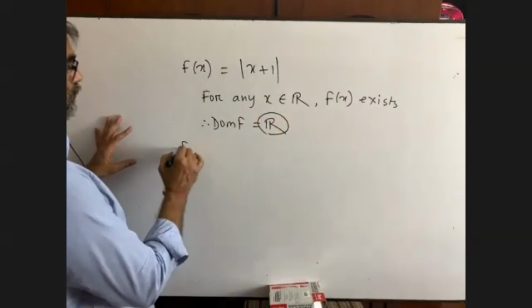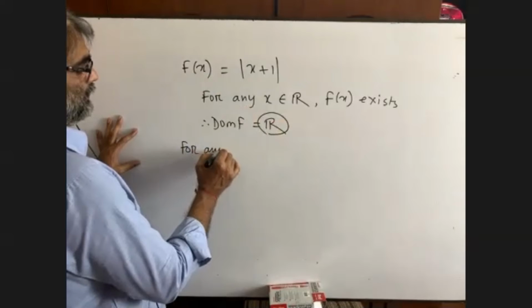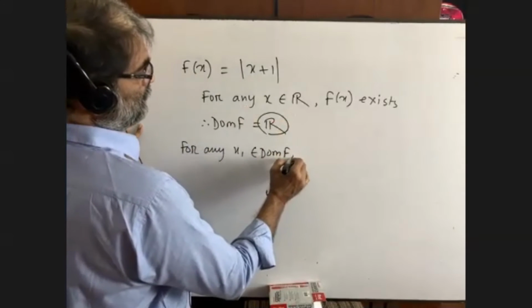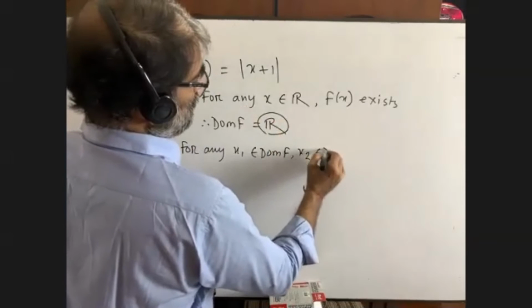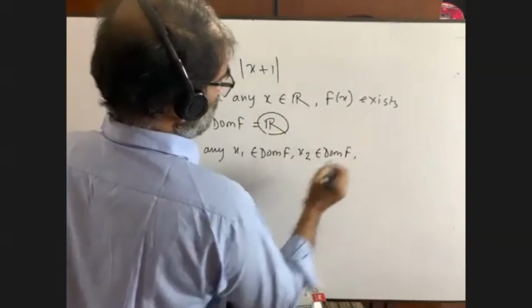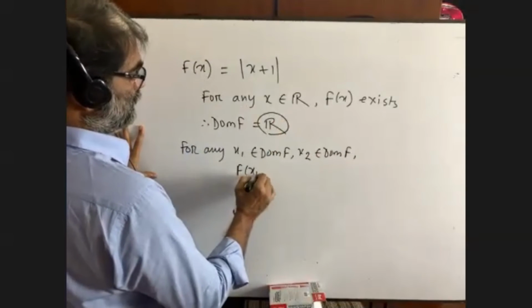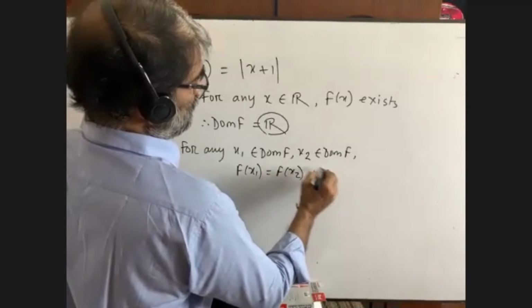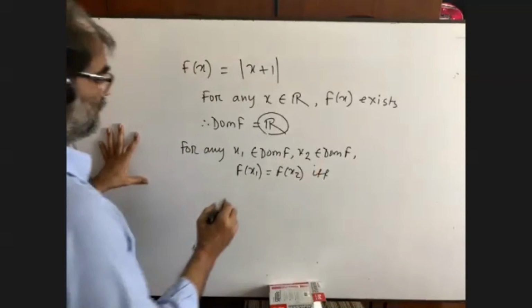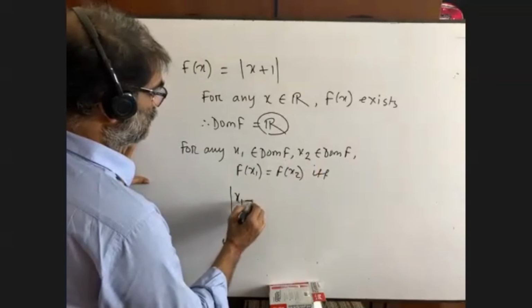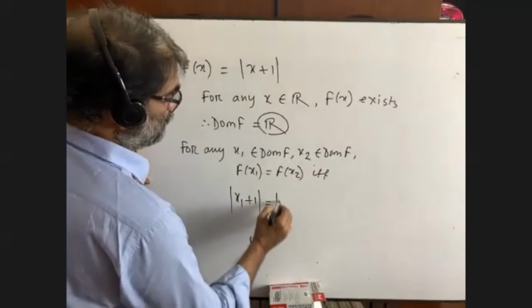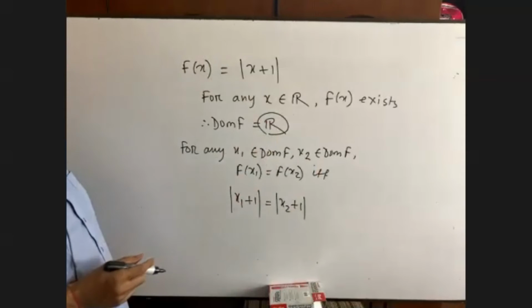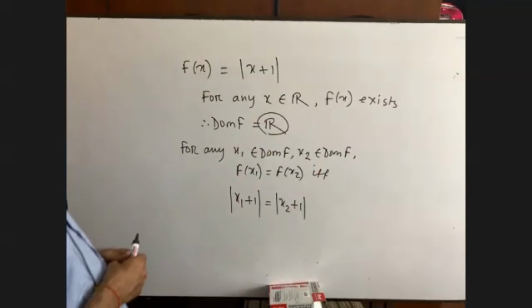Anyway, write down, for any x1 belongs to Domf, x2 belongs to Domf, f(x1) is equal to f(x2) if and only if |x1 + 1| = |x2 + 1|. This is the absolute value sign.